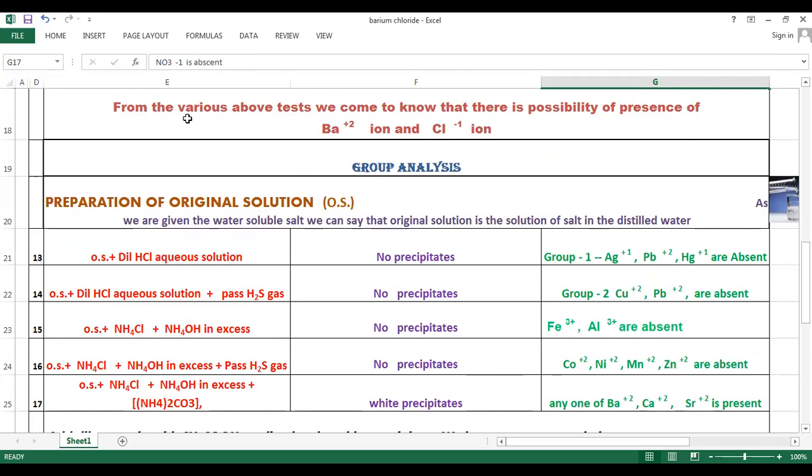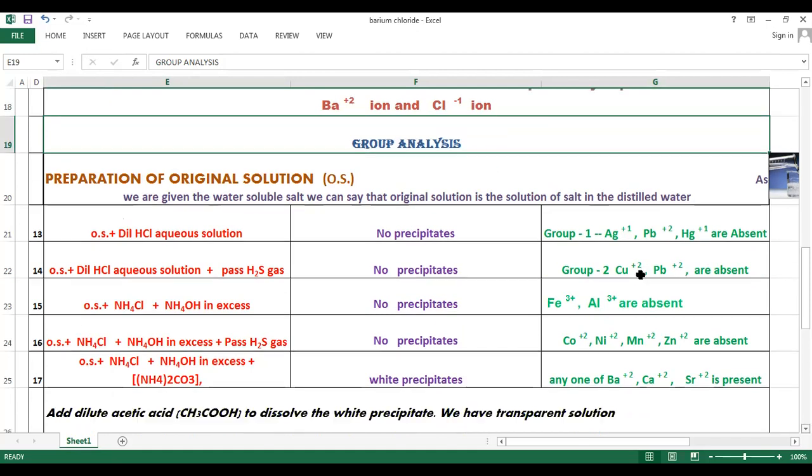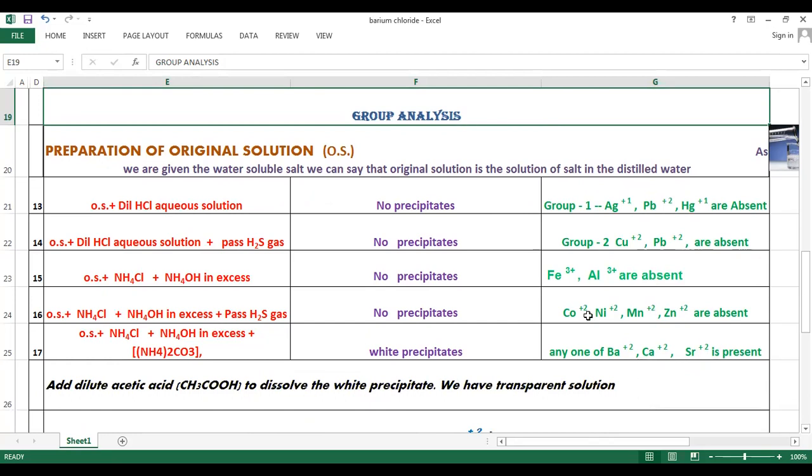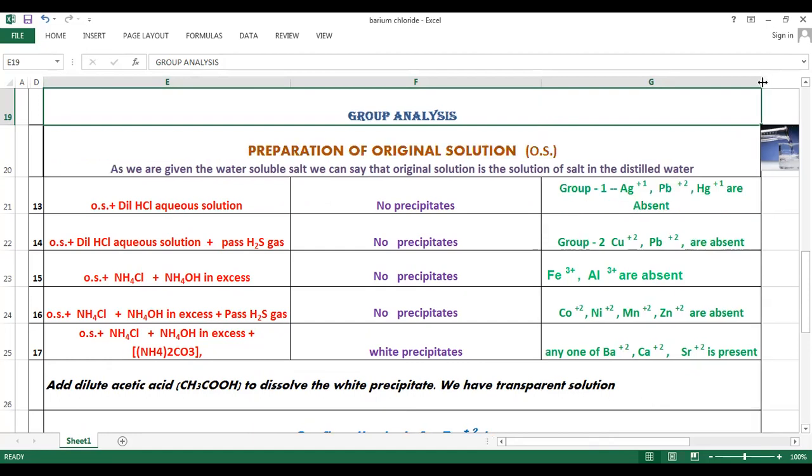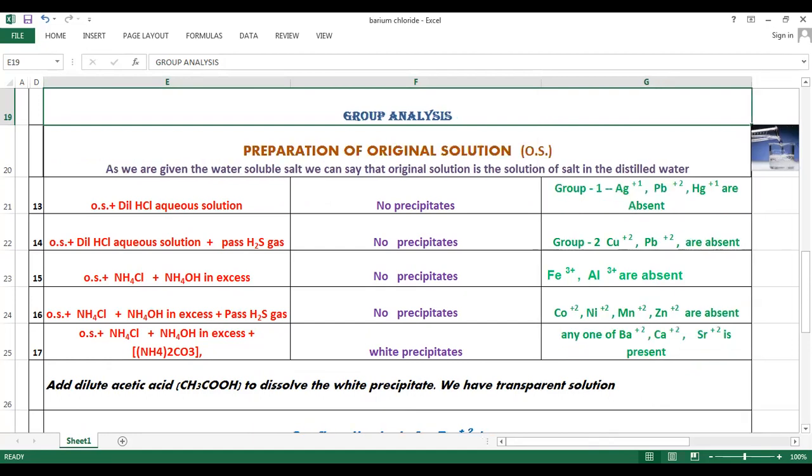For the basic radical, we perform the group analysis. So let us perform the group analysis. To perform the group analysis, my dear students, the important thing that we need is the preparation of the original solution. So we first need to prepare the original solution.